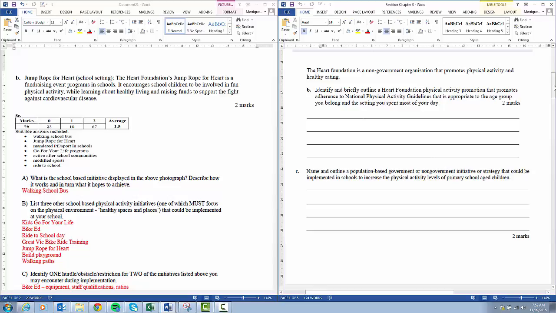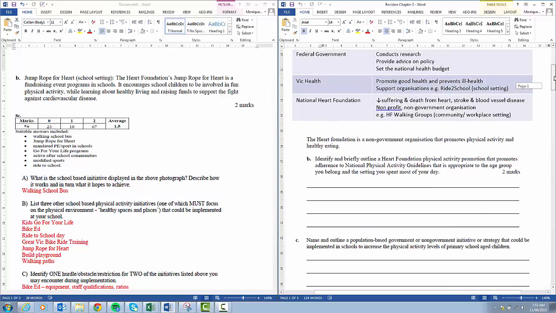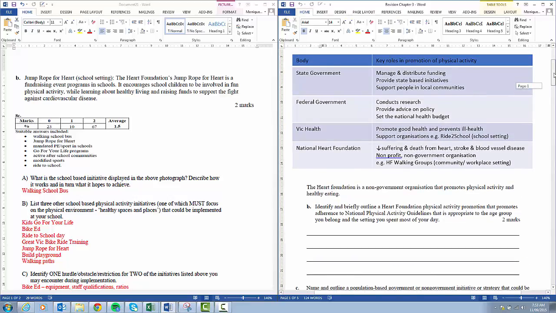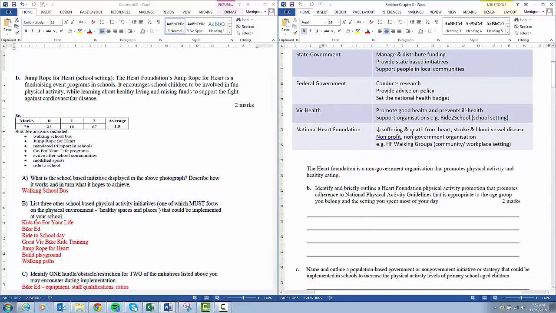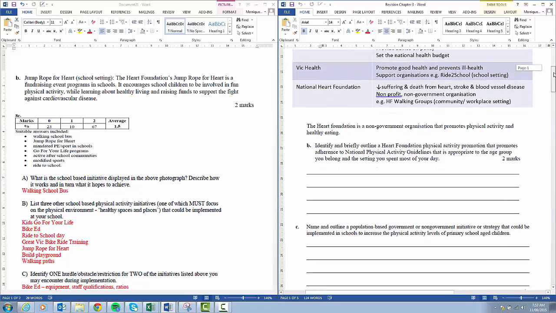So all it asks there is for you to identify and explain. For 2 marks, it would be identify Jump Rope for Heart, and then just explain what it is. And if you go back to the role of the National Heart Foundation, it's linking in with heart, stroke and blood vessel disease. If you see that, it talks about cardiovascular disease. So that role is linked in with what it tries to do. So that's an easy one to remember for Jump Rope for Heart.